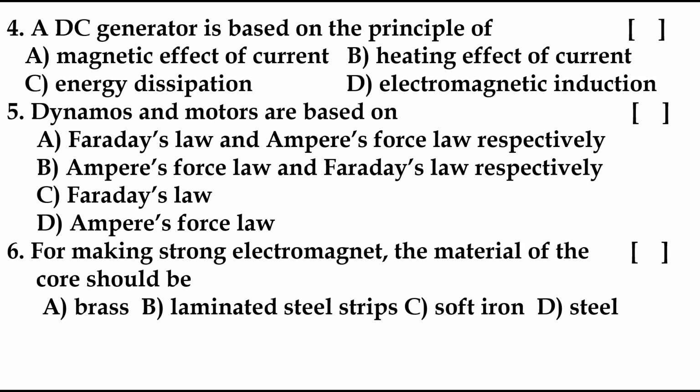Fourth bit, a DC generator is based on the principle of option A magnetic effect of current, option B heating effect of current, option C energy dissipation, option D electromagnetic induction. Answer is option D electromagnetic induction.